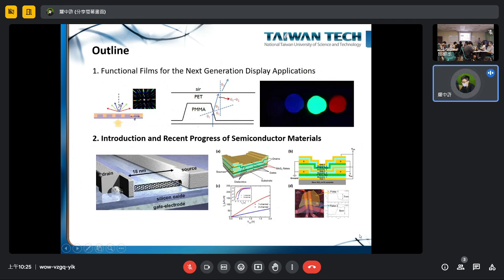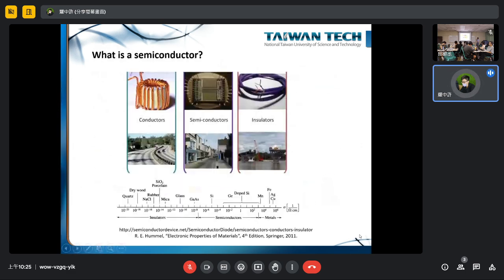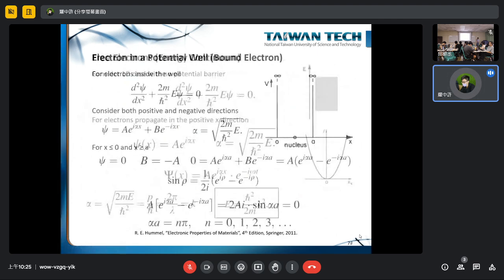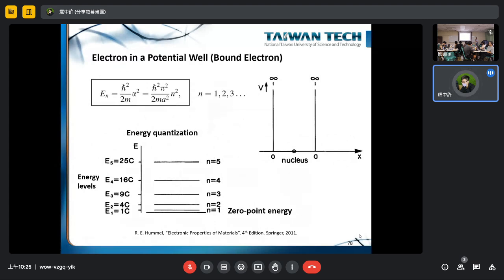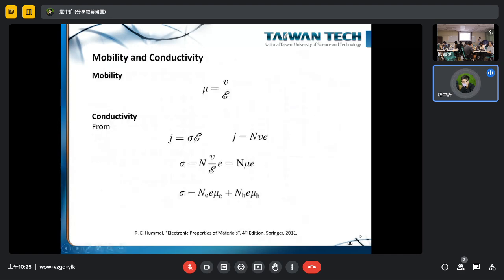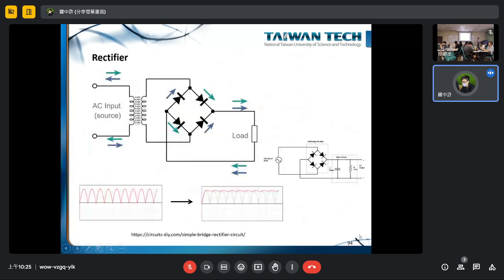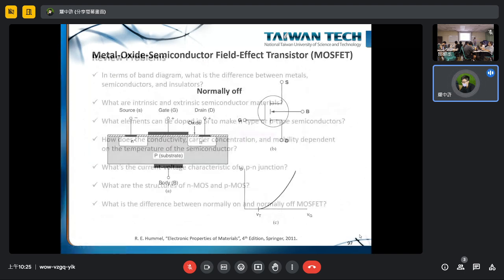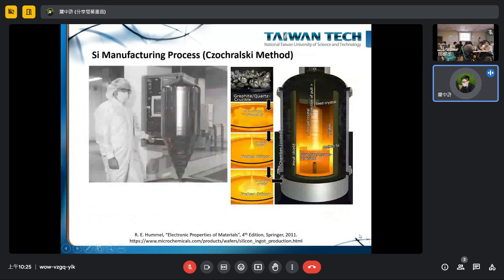Let me see how much time I have left. Okay, 5 minutes. For 5 minutes, I will try to go through some of the important topics in semiconductor material, but I will skip the first part. The first part is the physical explanation of the band gap. But for this, if you're interested, you can try to read it on your own, because I have some references at the bottom.